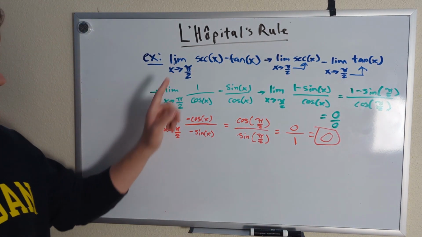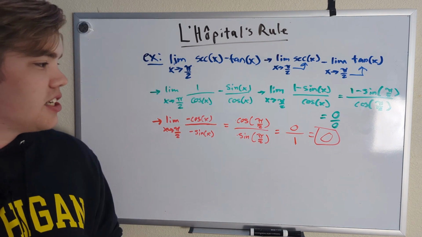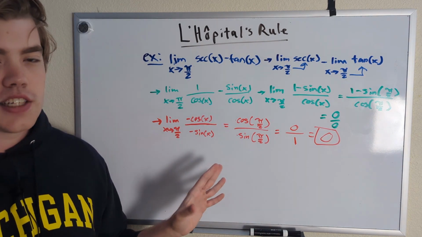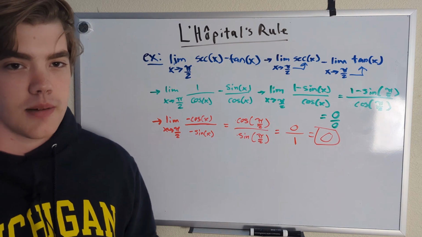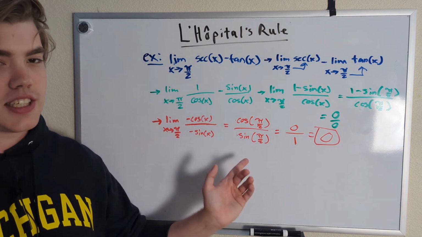So our limit as x approaches pi over 2 of secant x minus tangent x is 0. That's the limit. This one had a little bit more algebra knowledge and even some trigonometry knowledge, but once you get that down, the rule itself is actually pretty easy.